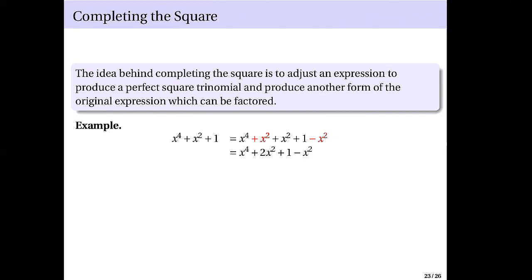But how would we know this is the best expression to have, and how would we know it's helping us factorize? The answer is, there is no definite way of knowing whether what you are going to add or subtract is the best expression.